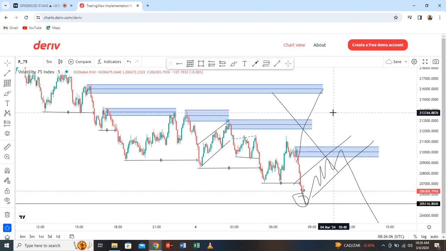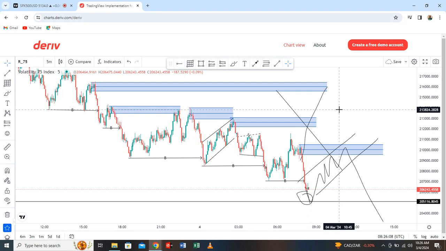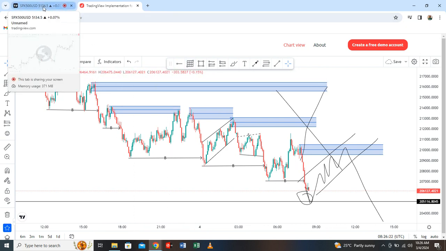Remember, these are not signals, guys. This is just me documenting how I trade and trying to help you with how I trade, guys. So if you want to do your own analysis, guys, do them and then come and watch the videos later, just for some few confirmations here and there, guys.